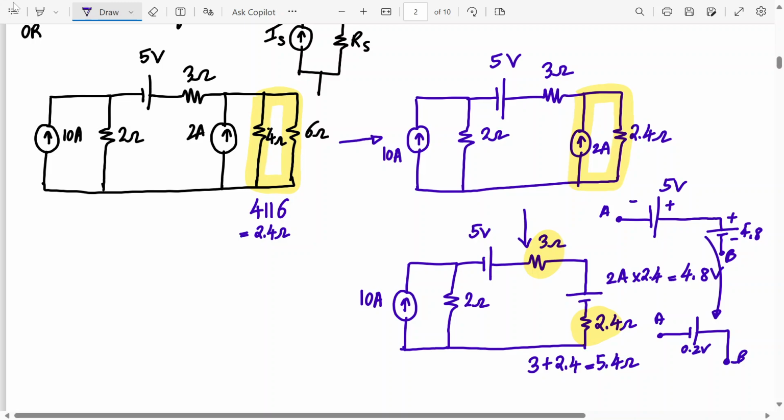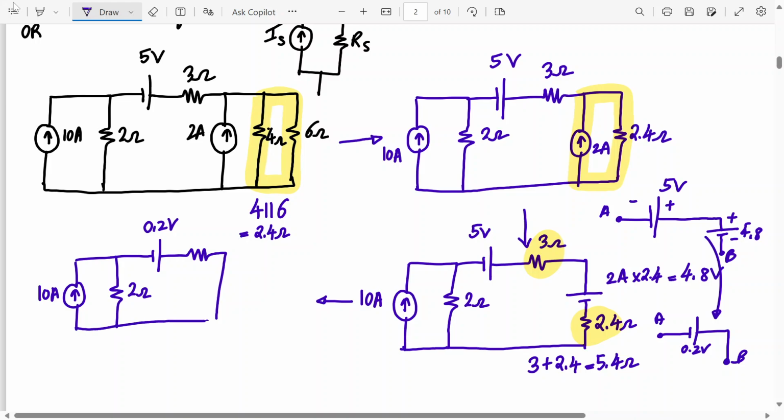So let's do that together. We are doing two steps together. So this will be 10 ampere current source. In parallel we have 2 ohms. Now this will become like this. 0.2 volt in series with what? 5.4 ohm. Correct?